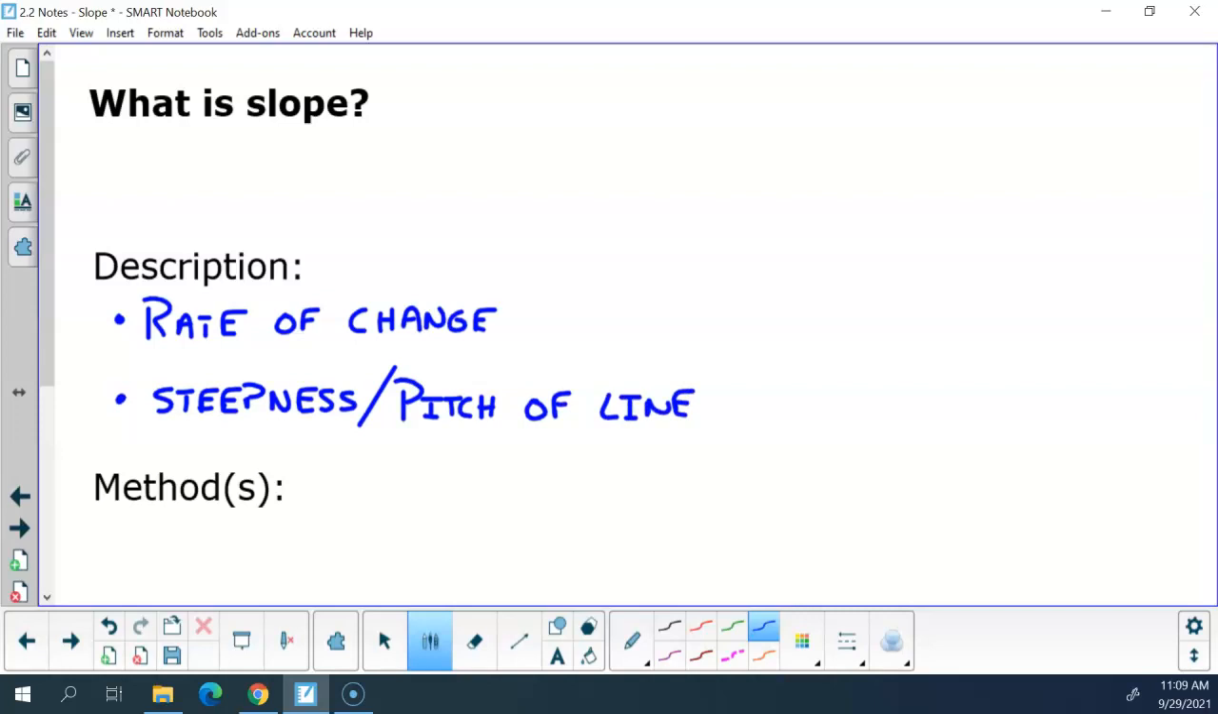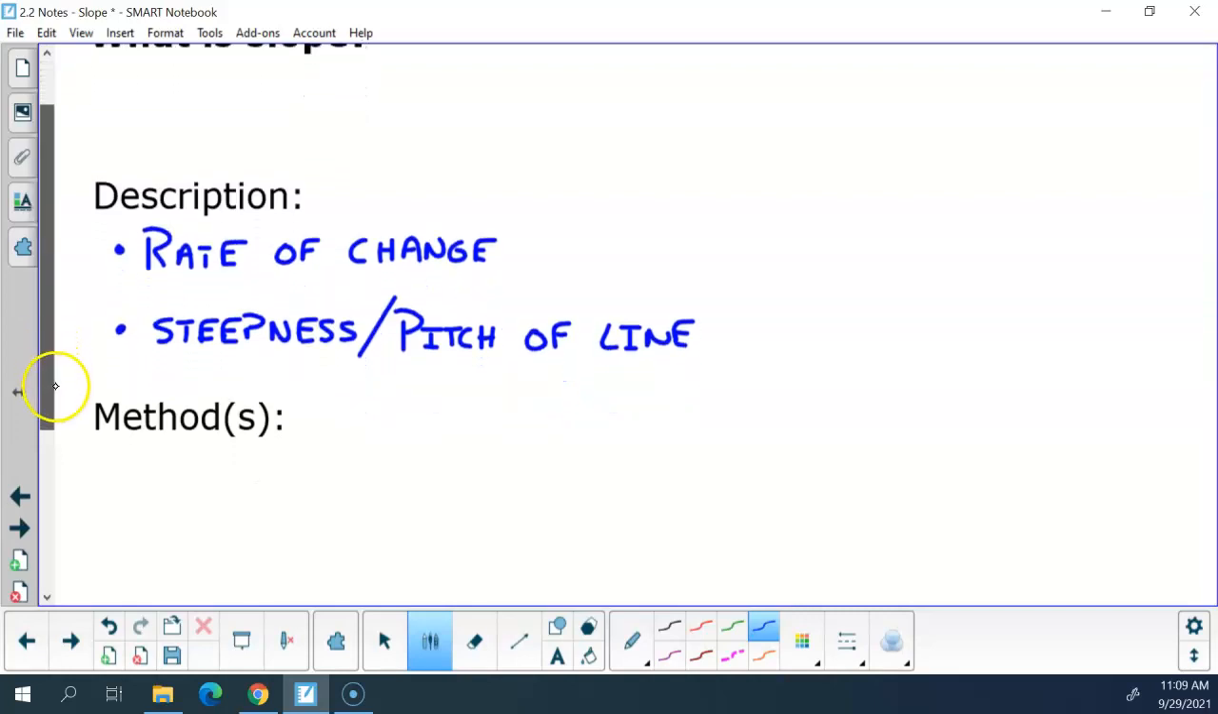Okay. So far we've established that the slope is on the linear function. So it's on lines, it's not on curves, it's just on lines. That it's the rate of change of the line, or it's the steepness and pitch of the line. Okay. I like that. Roz, talk to me. Give me my 3 words.